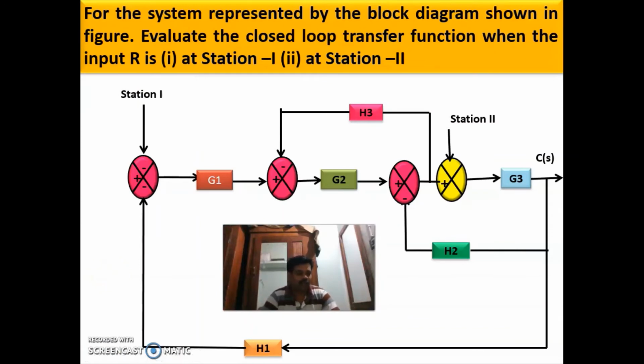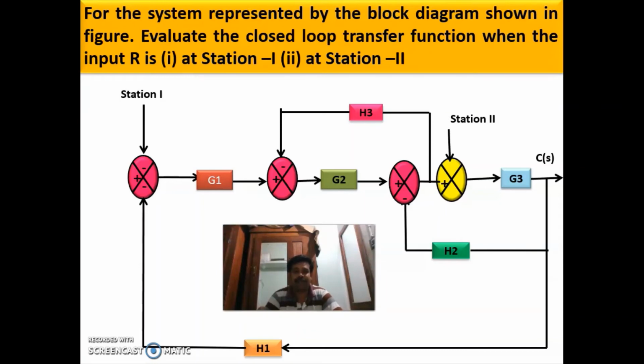The problem you have solved previously has only one input. So this is a problem which has two inputs. Whenever you are getting two inputs in the block diagram, what you have to do is consider only one input at a time and make the other input zero. Okay. So first we will read the question.